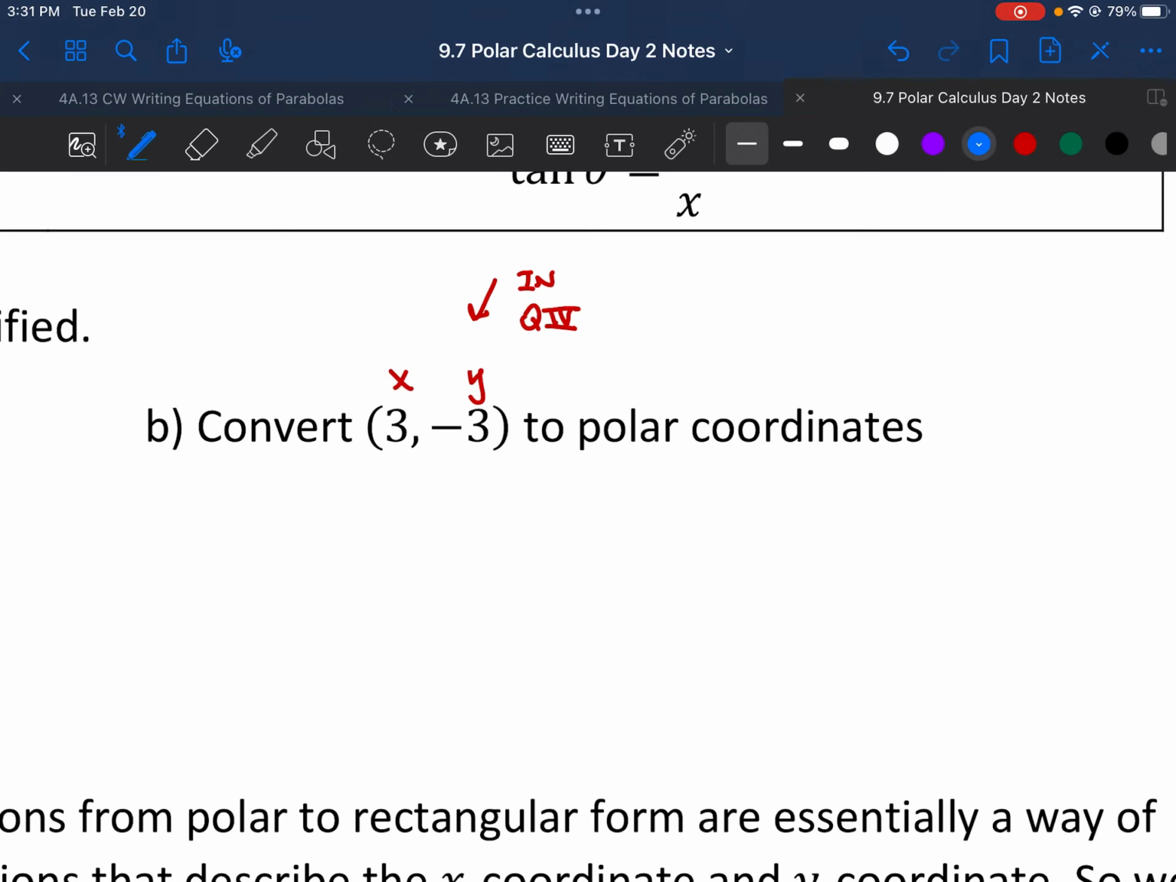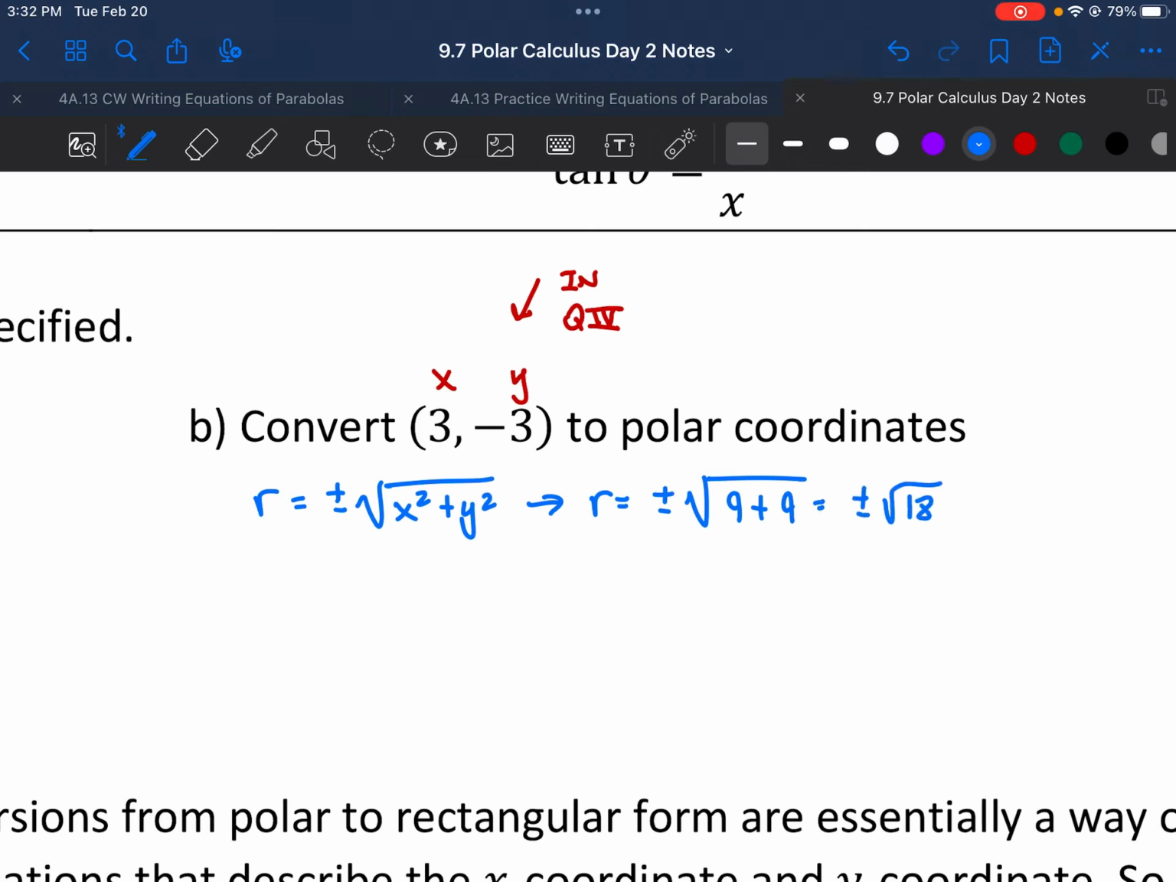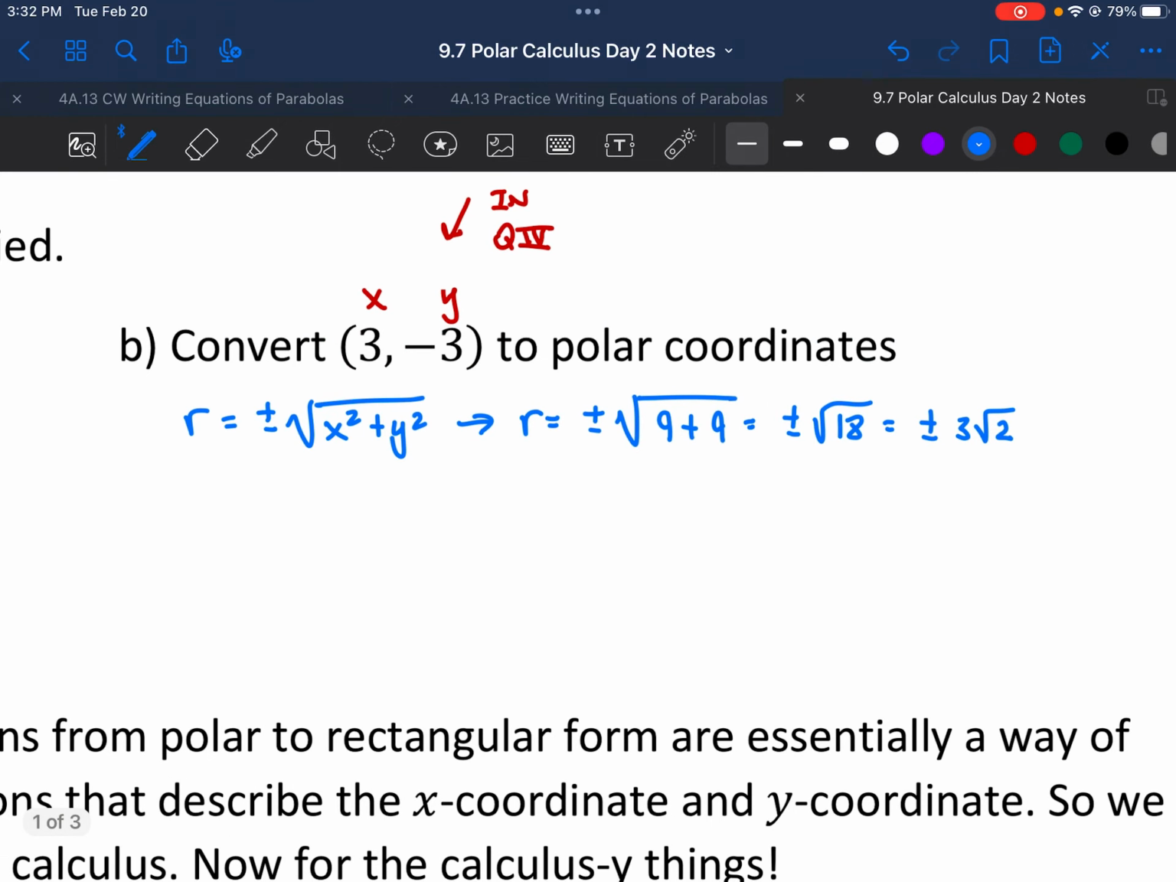So what we know we need to get is r and theta. R is equal to plus minus square root x squared plus y squared. So r equals plus minus the square root. X squared, 3 squared, that's 9. Negative 3 squared, so the y squared is also 9. So plus minus root 18. Root 18 is 9 times 2, so 3 root 2. Plus minus 3 root 2. Okay. So let's hold on to that r for a moment.